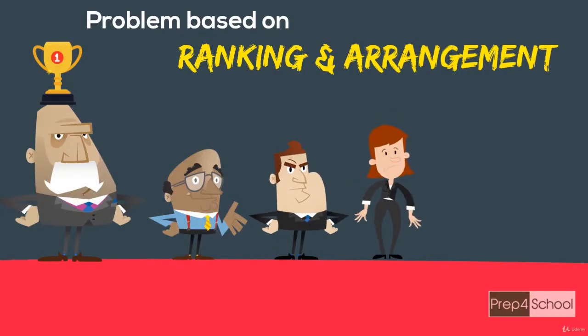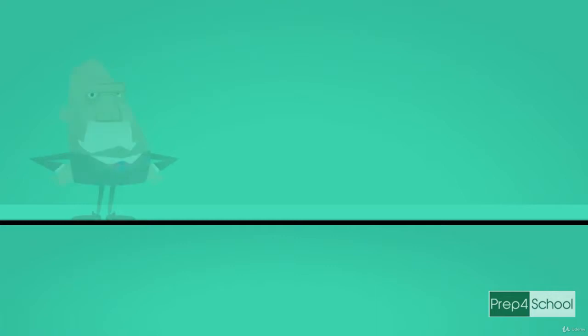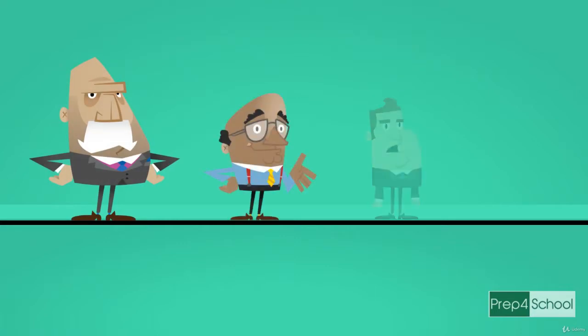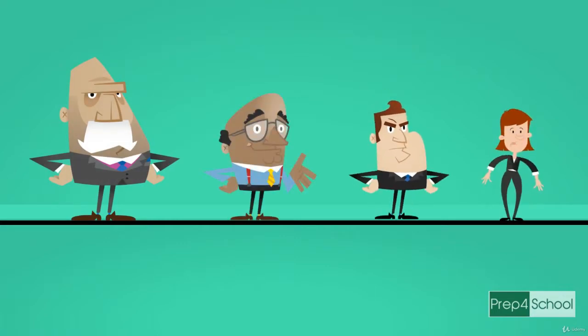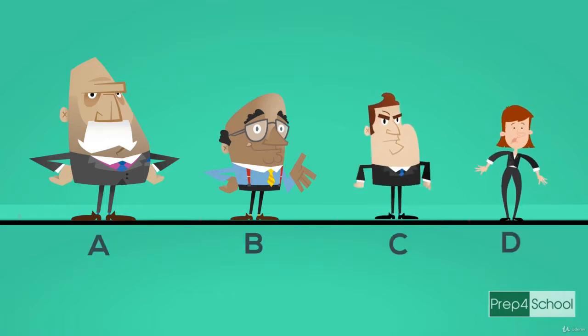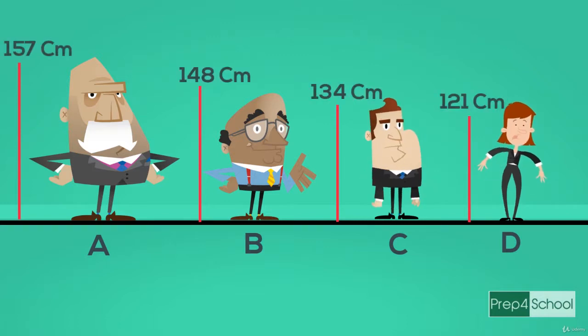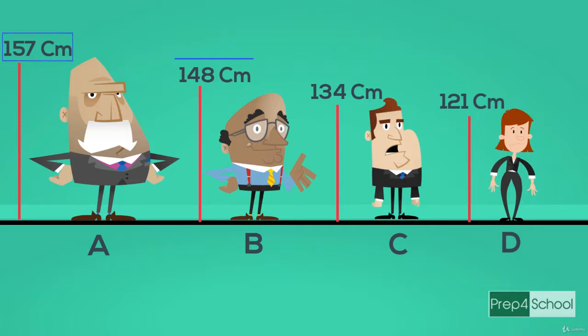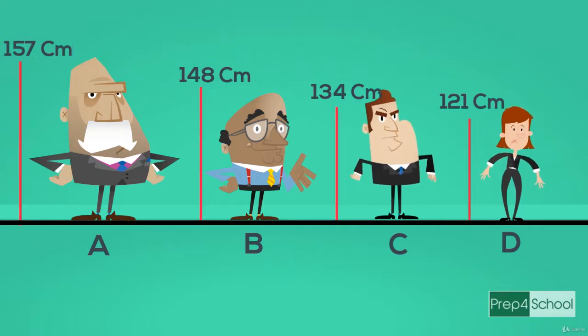In this lesson, we're going to learn about the ranking order based on height, weight, etc. In order to understand this type of problem, let's take a discussion like this. There are 4 people named A, B, C and D, and the corresponding heights are given as 157 centimeters, 148 centimeters, 134 centimeters and 121 centimeters.